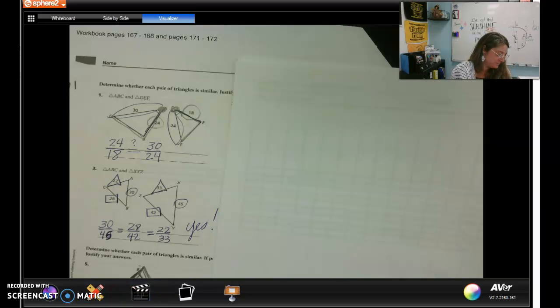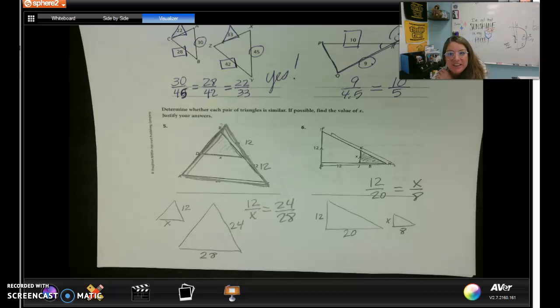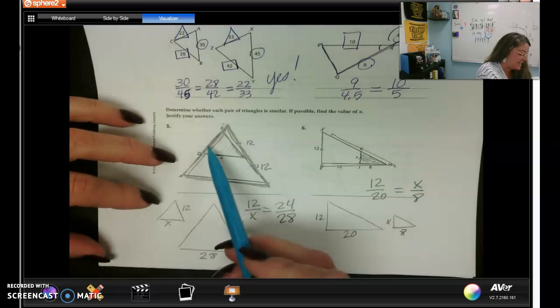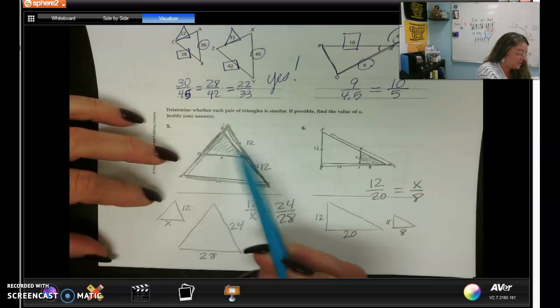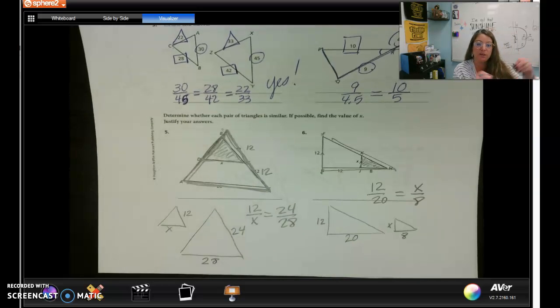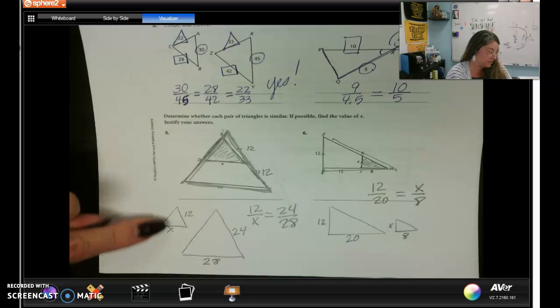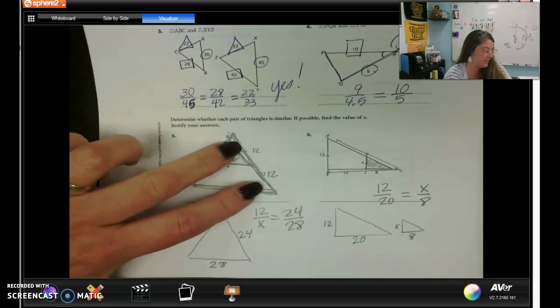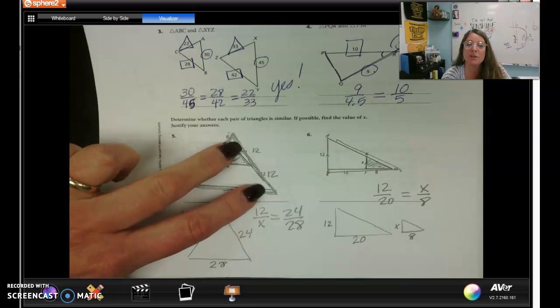Okay? The last two questions that I wanted to go over with you are number 5 and number 6. And I will tell you that this is going to show up on that riddle page as well. The easiest thing to think about is that the little triangle is sitting on top of a big triangle. And so if you pull it apart, you have two separate triangles. Your little triangle is x by 12, but your big triangle is going to be 28 by 24.